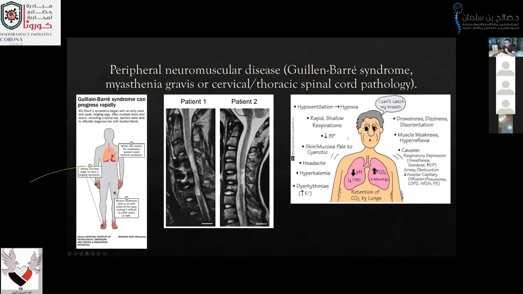This is a diagram which I really love, to try to understand why the patient got hypoventilation to hypoxia. We see clinically rapid, shallow respiration, the blood pressure goes down, skin and mucosa pale and cyanotic, headache, hyperkalemia, dysrhythmias and drowsiness, dizziness, and disorientation, muscle weakness, hyperreflexia, and these are the causes for these things. And we will see the patient hypercapnic, the CO2 in the blood goes more than 48 millimeters of mercury, and the pH will be acidotic.